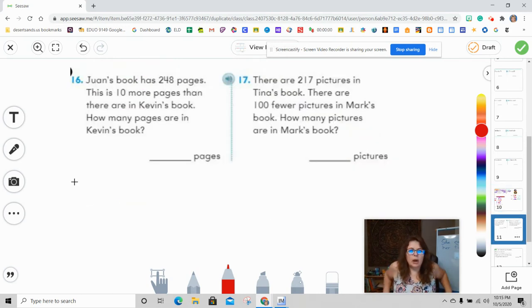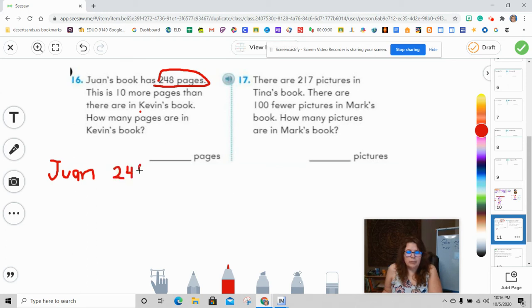Okay, so now we have Juan's book. Juan's book has 248 pages. This is 10 more pages than there are in Kevin's book. So we know that Juan has 248. So I'm going to say Juan. And this is 248 pages, HTO.